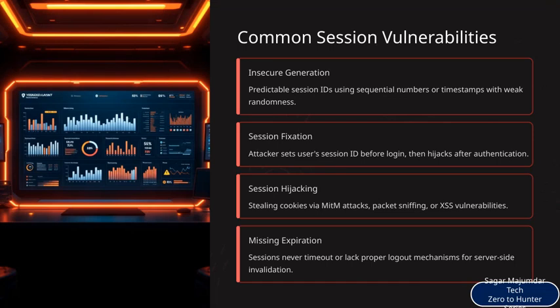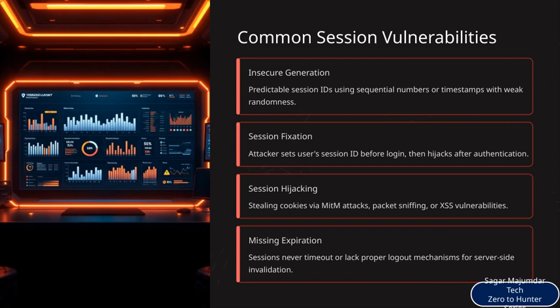Now, let's take a closer look at some common session vulnerabilities that can pose serious security risks. First up is insecure generation. This happens when session IDs are generated using predictable methods, like sequential numbers or timestamps, especially if the randomness is weak. It makes it easier for attackers to guess or predict session IDs, which is a big problem. Next, we have session fixation. In this scenario, an attacker sets a user's session ID before they even log in. Once the user authenticates, the attacker can hijack that session because they already know the session ID in use. It's a sneaky way to gain unauthorized access.